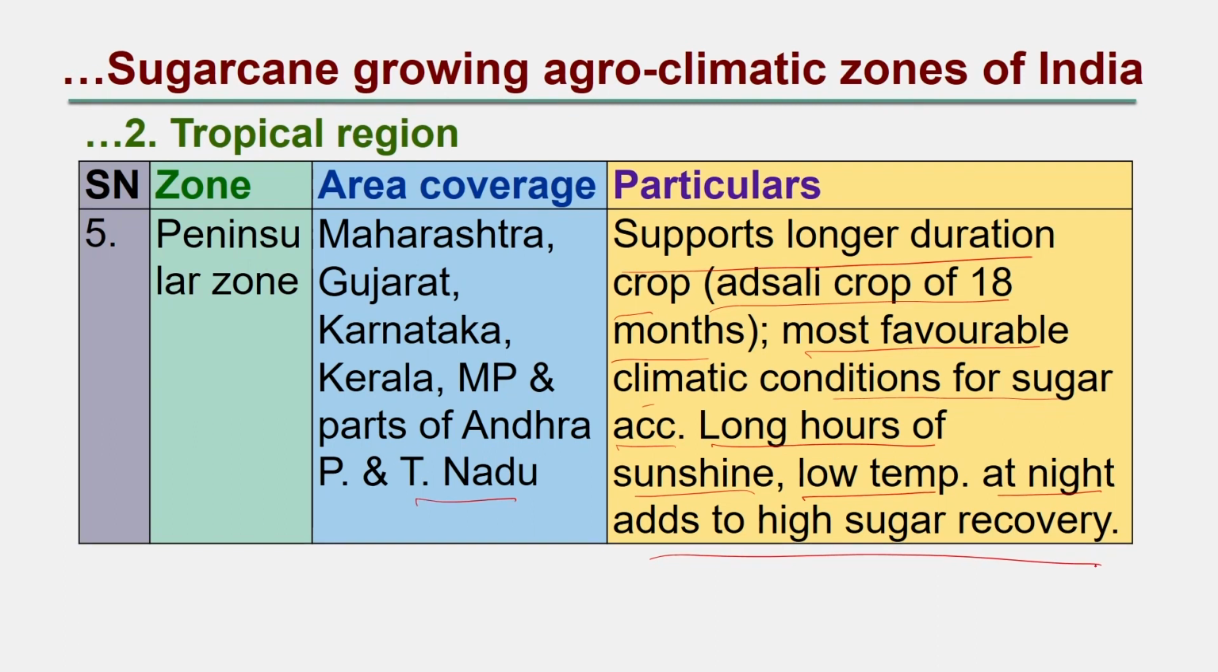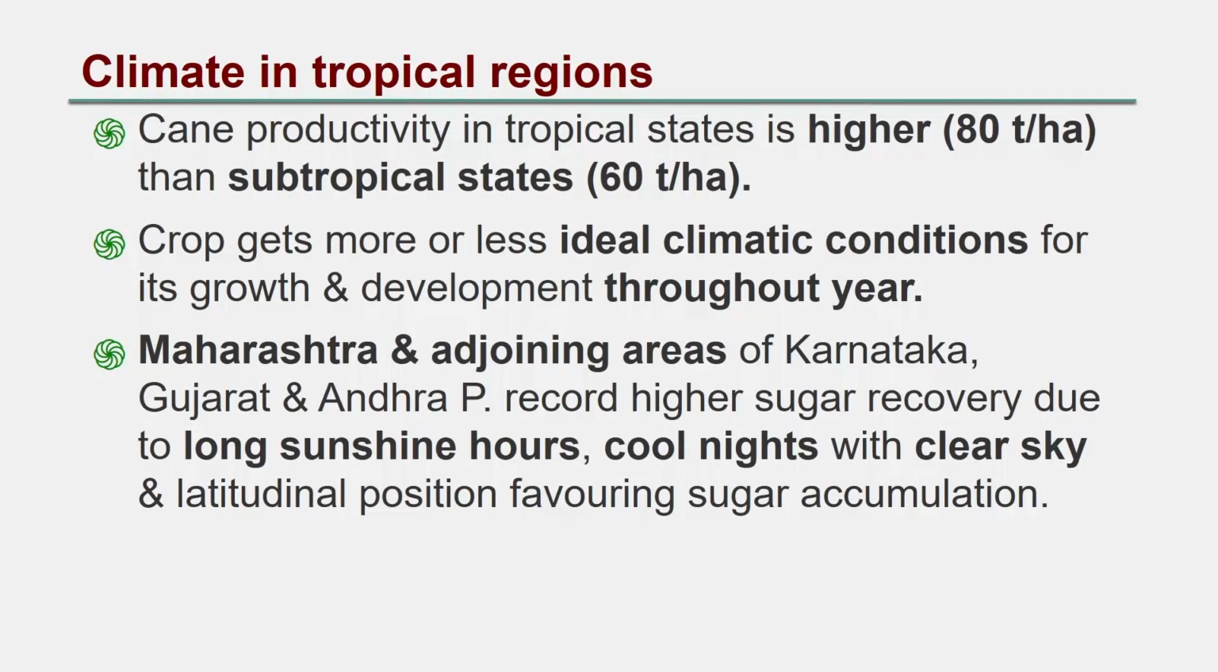So overall you are seeing that sugarcane in India is primarily cultivated in subtropical parts, mostly northern parts, and tropical parts, mostly in southern parts or western parts. Now climate in tropical regions of India. Cane productivity in tropical states is higher, 18 tons per hectare, than subtropical state. The main reason is that climate is more favorable in tropical areas compared to subtropical area. Other is that they grow it for 18 months. Therefore, it takes longer period, more sugar accumulation and more yield.